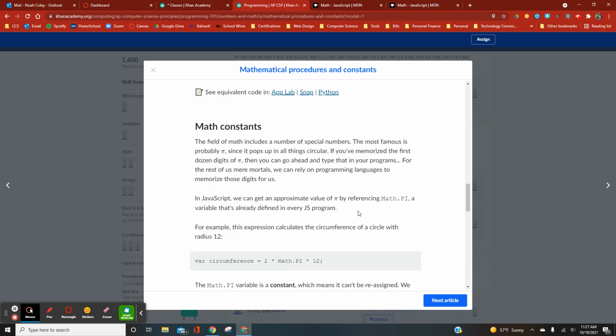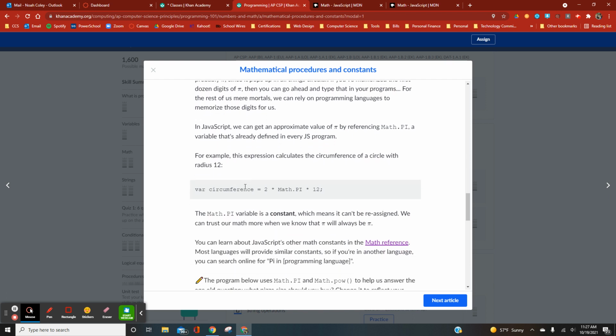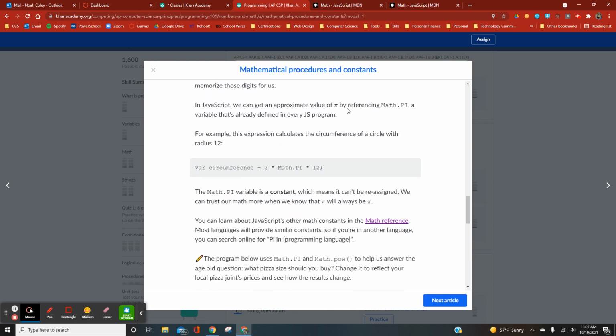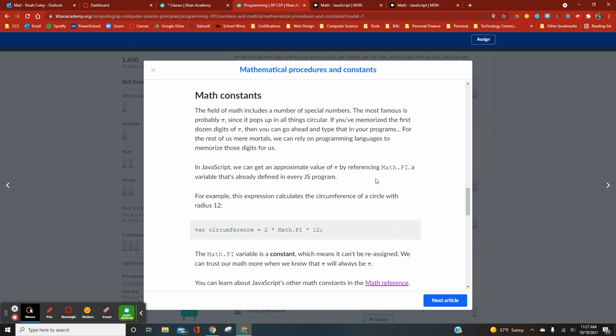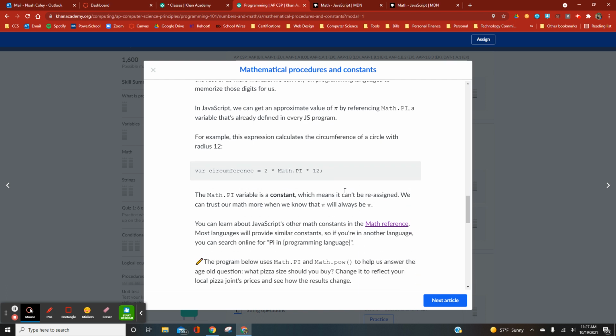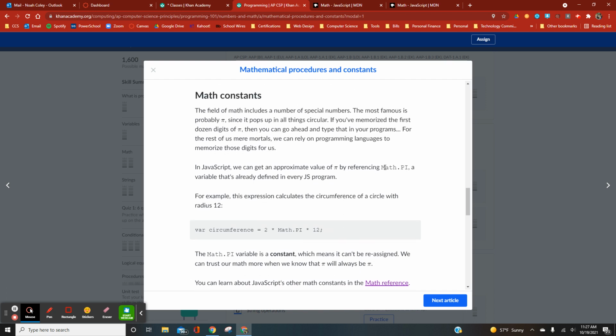So this is more stuff that's just built in and baked right into the language that we don't have to memorize. But if we know we need it, we just have to reference it. So in JavaScript, we can get an approximate value of pi by referencing Math.PI, a variable that's already defined. And with these, we're using all capitals: this was ABS, this is PI, so capital PI, a variable that's already defined.